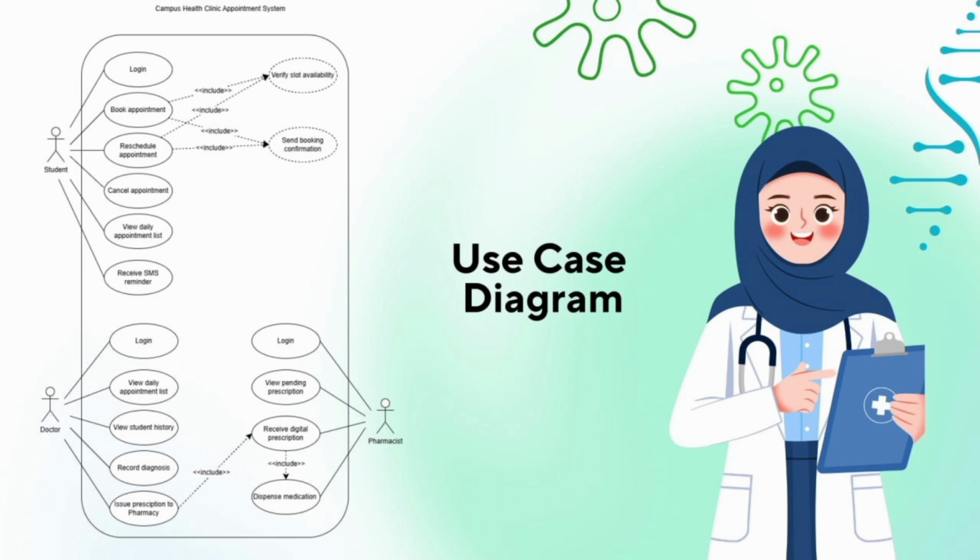The doctor can log in, view their daily appointment list, access student medical history, record diagnosis, and issue prescriptions, while pharmacists can log in, view pending prescriptions, and dispense medication to students. The diagram also shows two important system tasks, which are verifying slot availability and sending booking confirmation, which are included in the booking and rescheduling processes.